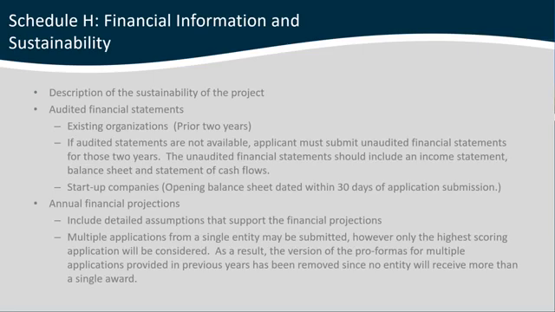Schedule H is the financial information and sustainability. So it's a description of the sustainability of the project. We ask for audited financial statements for the prior 2 years. However, if audited statements are not available, the applicant must submit unaudited financial statements for those 2 years. The financial statement should include an income statement, balance sheet, and statement of cash flow.